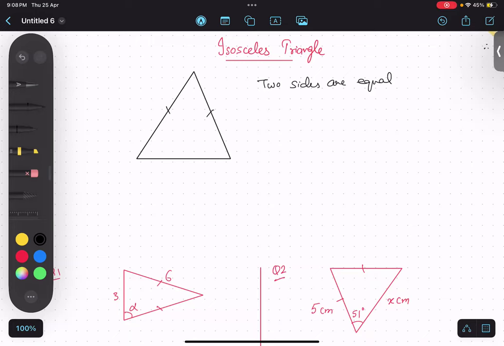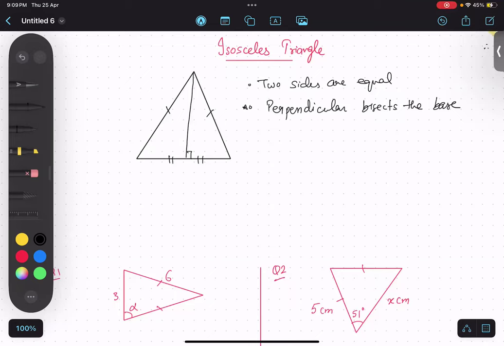Remember, this is the most basic thing which any student can remember. Some important points. First thing, if I draw the bisector from the top of the triangle, it will be perpendicular and it will bisect the base. Perpendicular, and bisects the base.